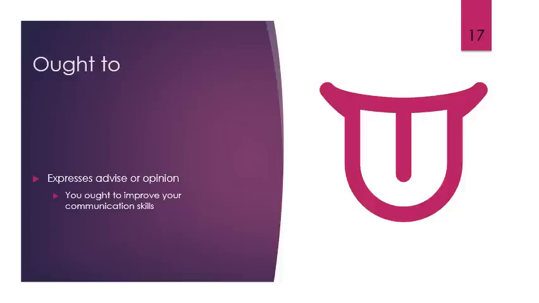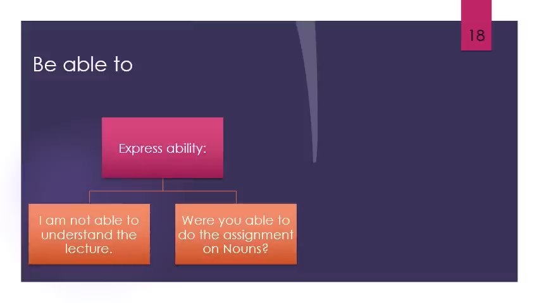So it is a kind of obligation. Also, it is a kind of opinion that the person is having towards something, towards somebody. So ought to is an advice or an opinion. The word that expresses these two things is ought to. The next semi-modal is be able to. So it expresses ability. I am not able to understand the lecture.